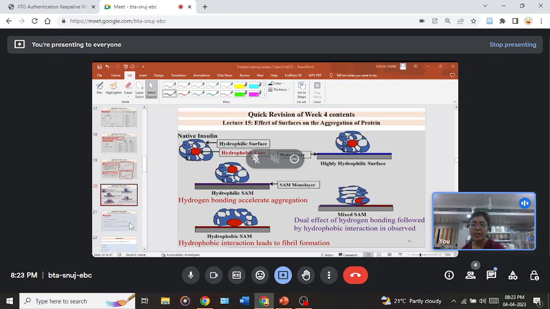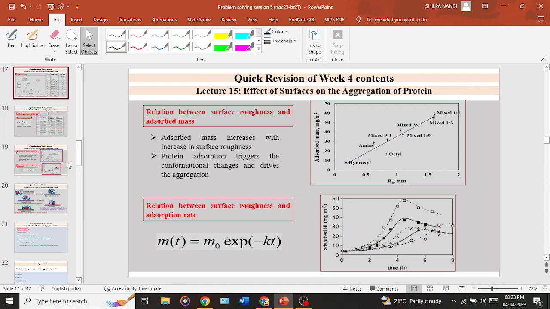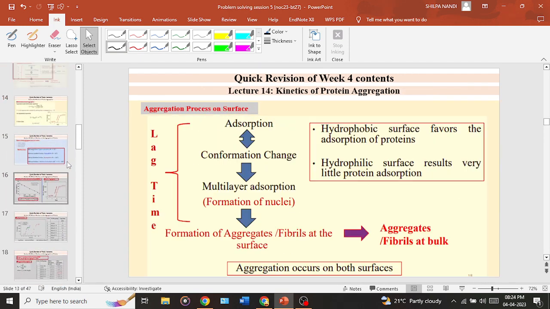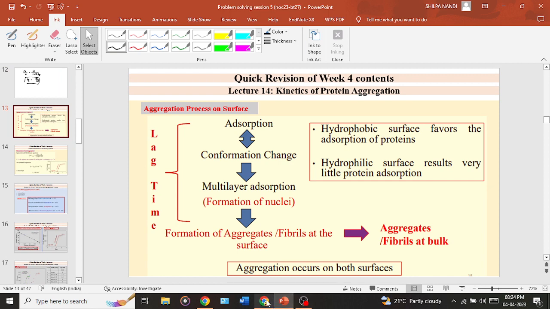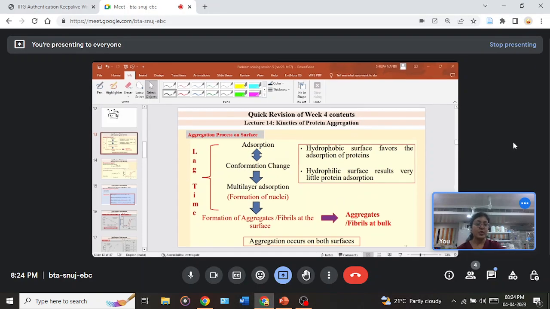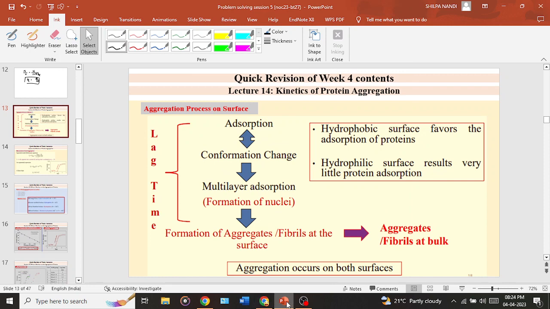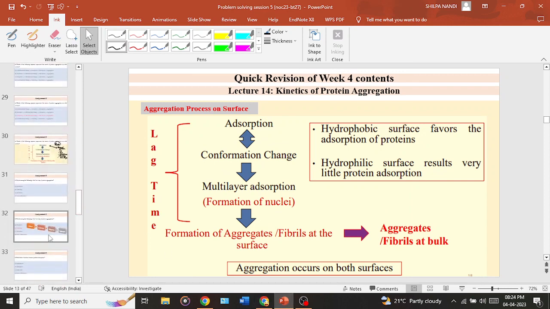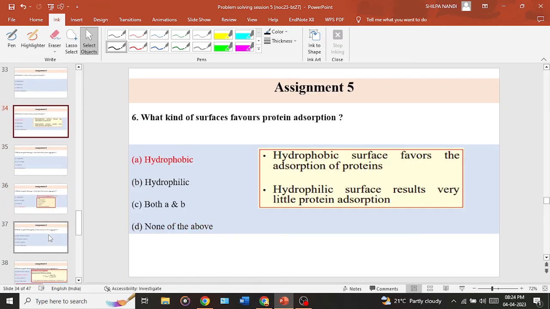This was also given in a different slide. Let me go back to it again. As you can see from here, it was particularly mentioned that hydrophobic surfaces favor the adsorption of protein, whereas hydrophilic surfaces result in very little protein adsorption. So you must remember what kind of surfaces favors the adsorption of protein, right?